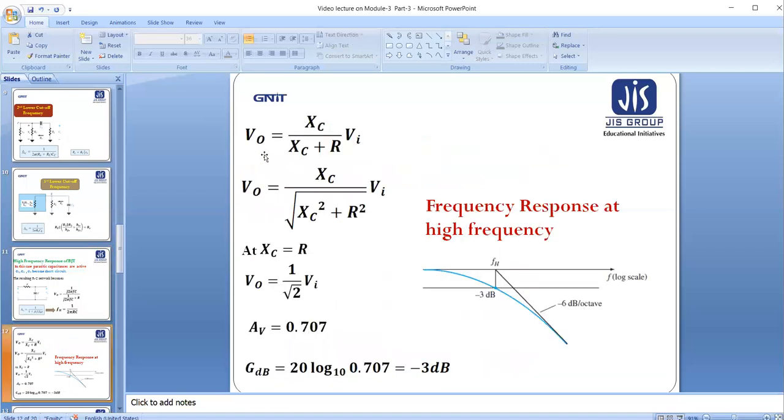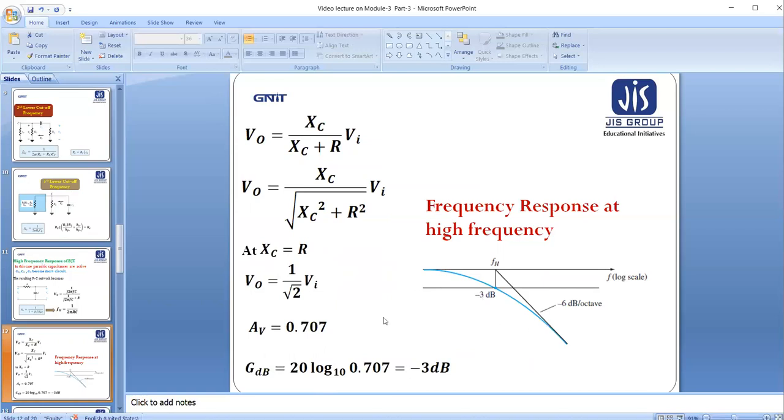In that case, V naught can be written as Xc by Xc plus R into Vi, which is another mode of representation. Taking the modulus value, V naught equals Xc by root over Xc square plus R square into Vi. When Xc equals R, V naught will be 1 by root 2 Vi and Av equals 0.707. Transforming into decibel, it becomes 20 log base 10 of 0.707, which is minus 3 dB.